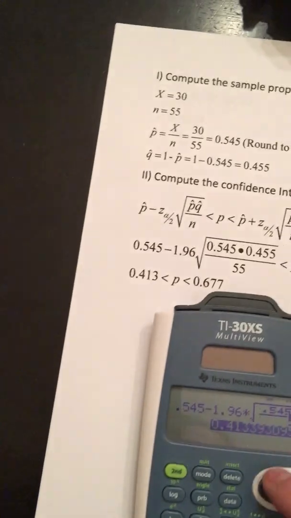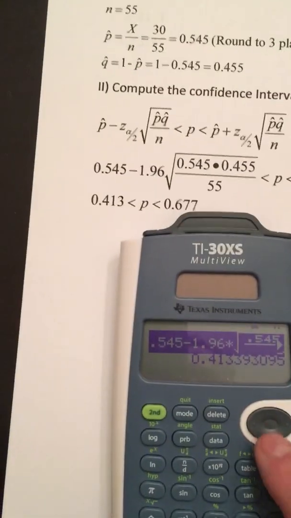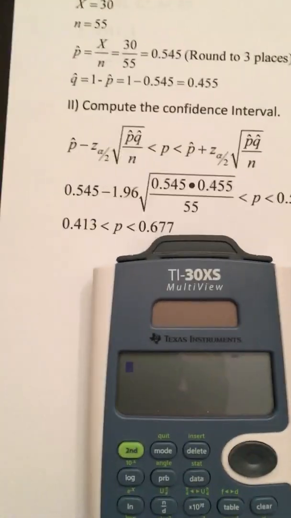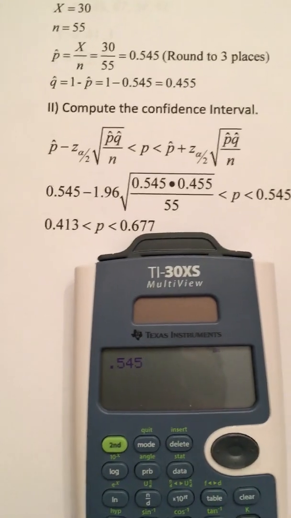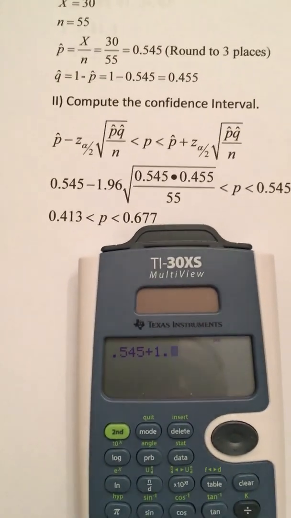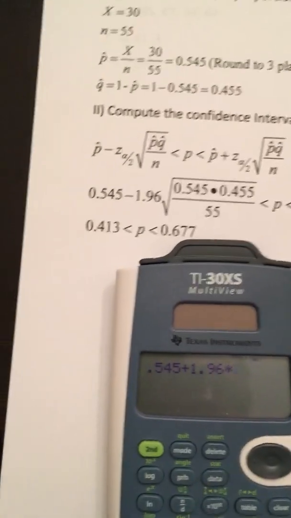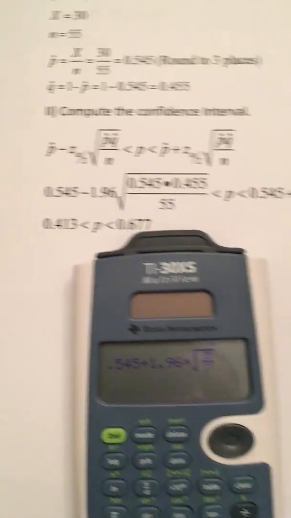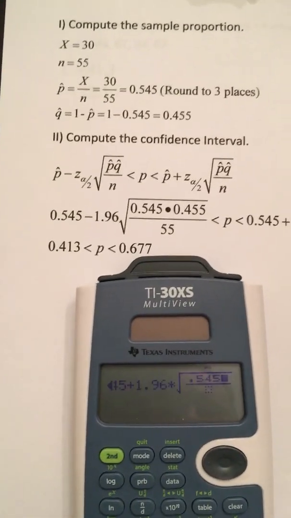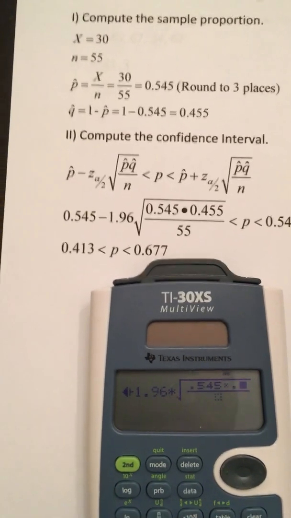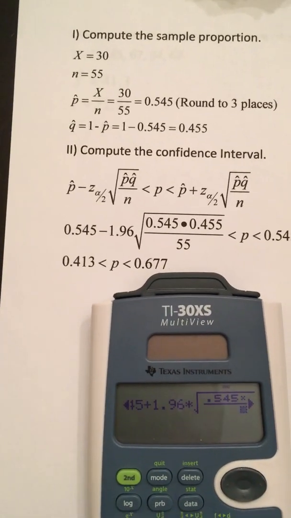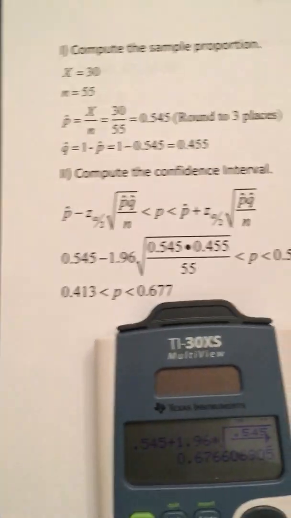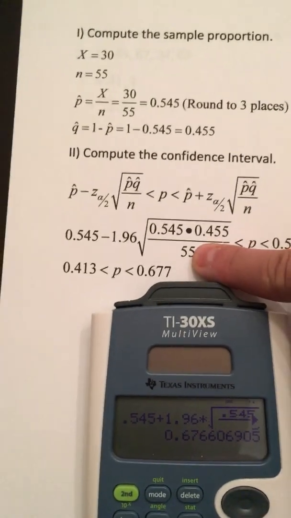To get the right endpoint, let's clear everything. And so to get the right endpoint, we just type in a similar formula, so 0.545, except now we have a plus, 1.96 times second square root, use your fraction button, 0.545 times 0.455 all over 55, hit enter, and we get 0.6766, which rounds to 0.677.